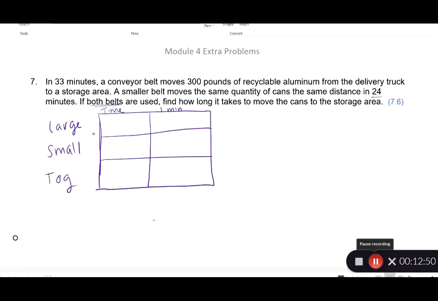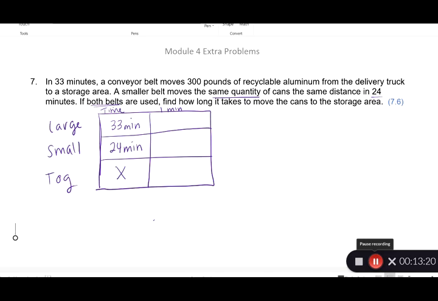So the large belt moves the 300 pounds in 33 minutes. We're not actually concerned with the 300 pounds. We just need to know that the smaller belt's moving the same quantity, so that these two are the same amount of stuff that's being moved. So the large one does it in 33 minutes, the small one does it in 24 minutes. Together is what we don't know, right? That's what we're going to call our X, because we don't know how long it would take them together.